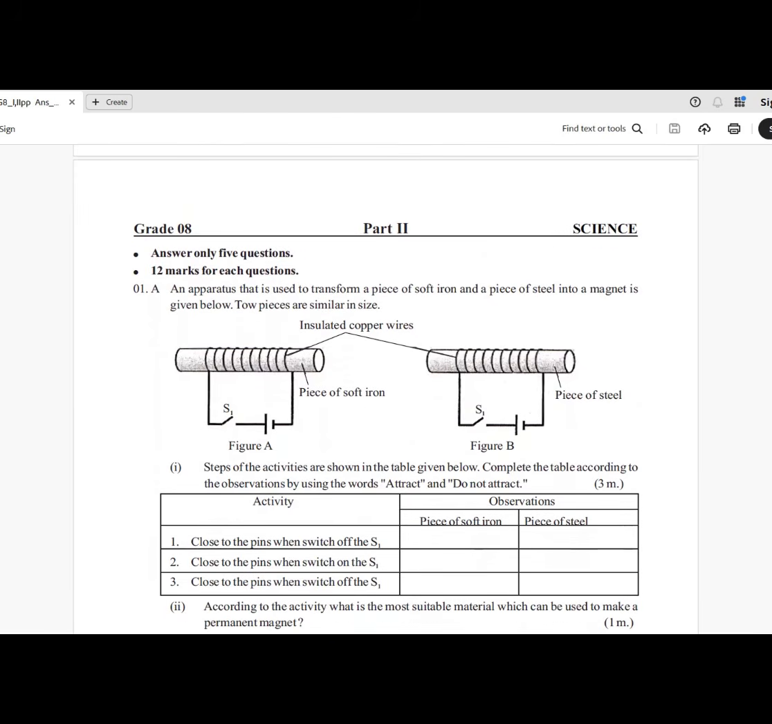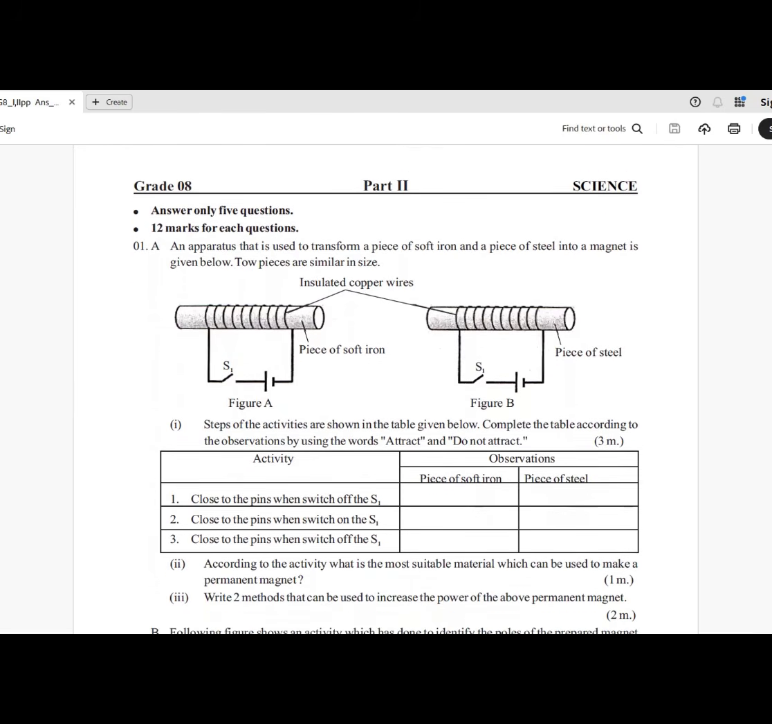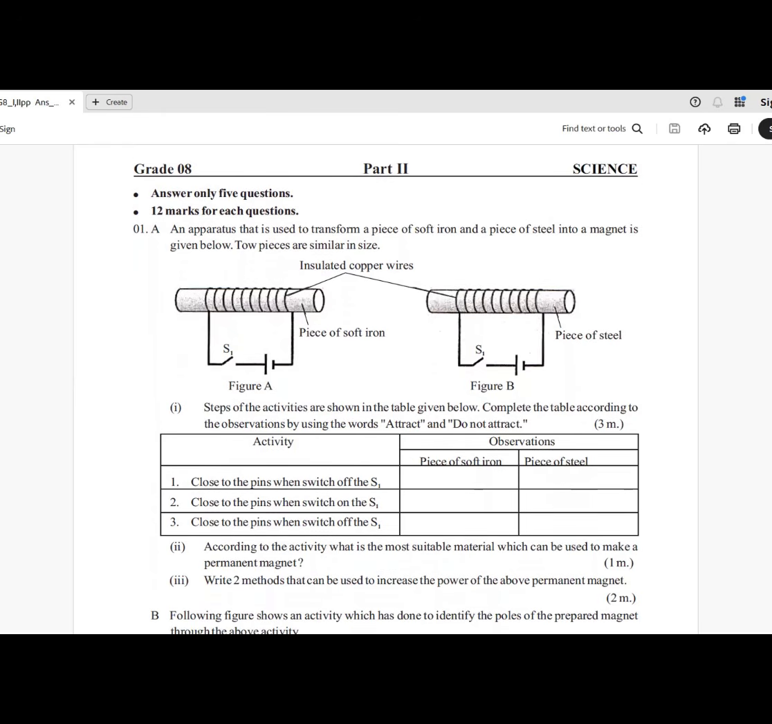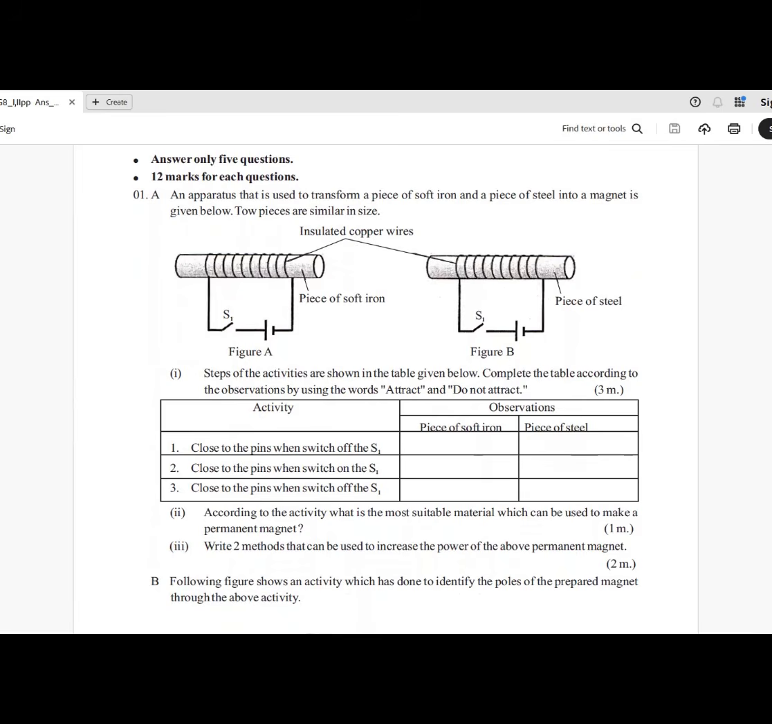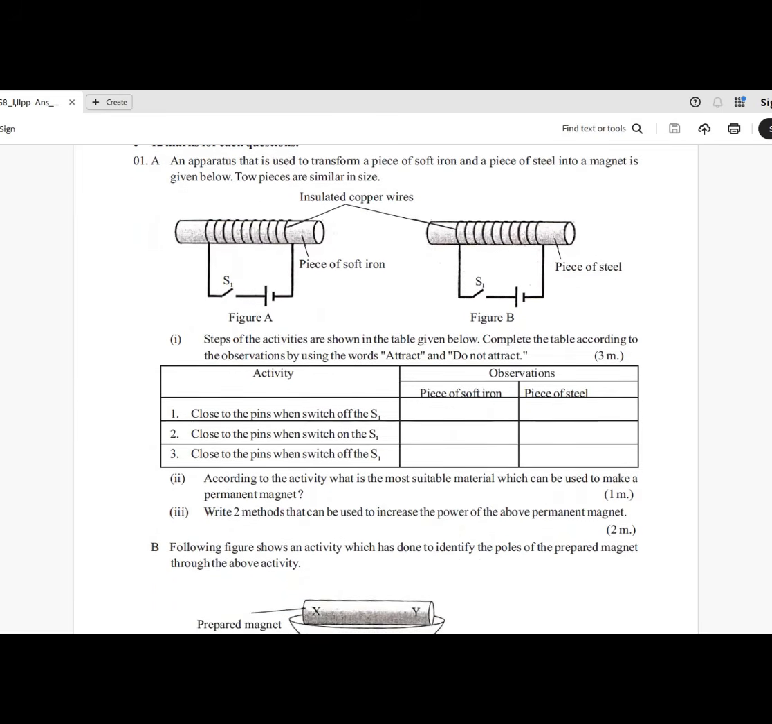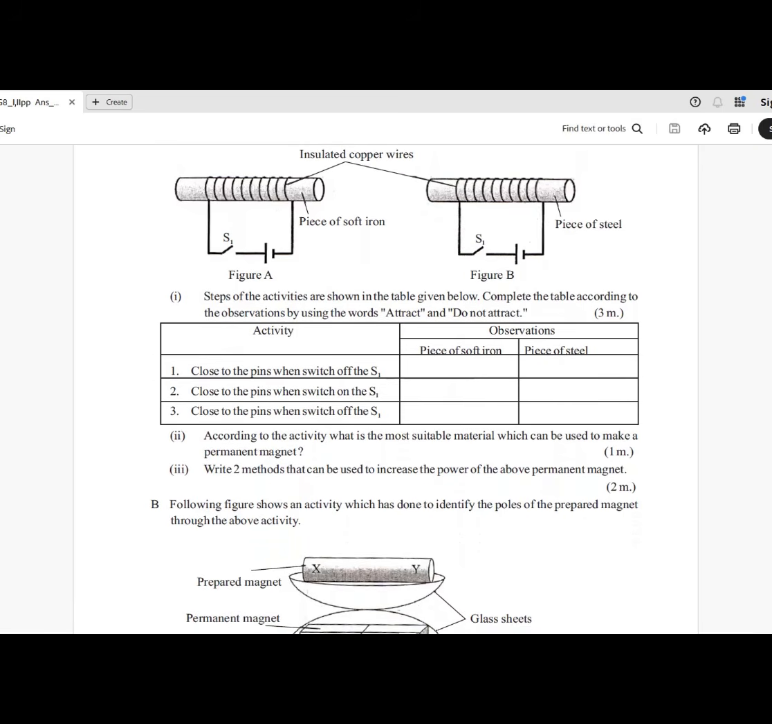An apparatus that is used to transform a piece of soft iron and a piece of steel into magnets is given below. Two pieces are similar in size. Insulated copper wires can be seen, and a piece of steel and a piece of soft iron in figure A. In figure B, there is a piece of steel. Steps of the activities are shown in the table given below. Complete the table according to the observations by using the words attract, do not attract.